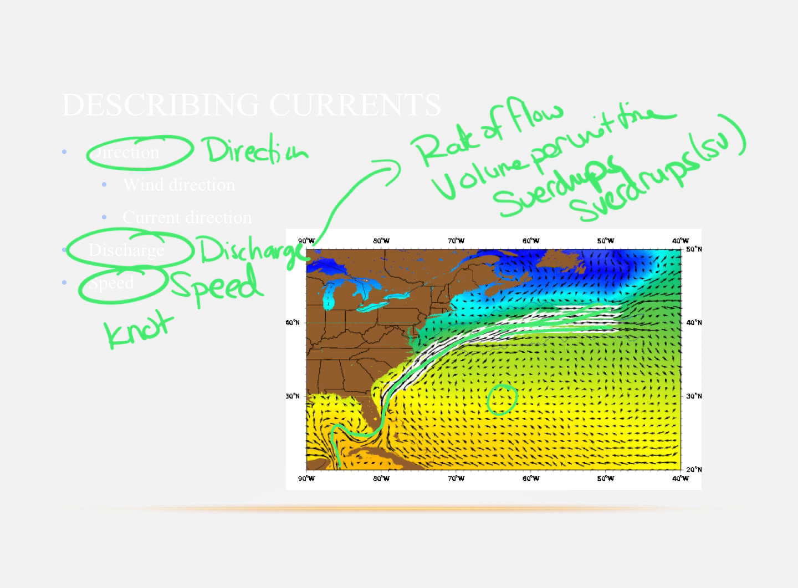So 1 knot equals 1 nautical mile per hour. Okay. In the Gulf Stream, if the Gulf Stream were traveling at 9 knots, then the speed would actually be about 10 miles per hour, because there's actually a difference between nautical miles and statute miles.